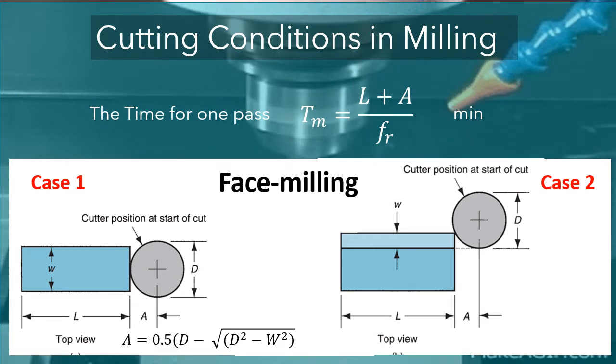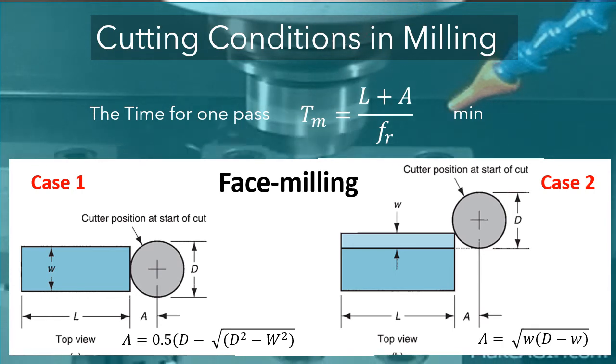The second case is when the cutter is offset to one side of the work. In this case, the approach distance is given by the following relation, where the small w here is the width of the cut in millimeters. In either case, the machining time is given by the same equation.